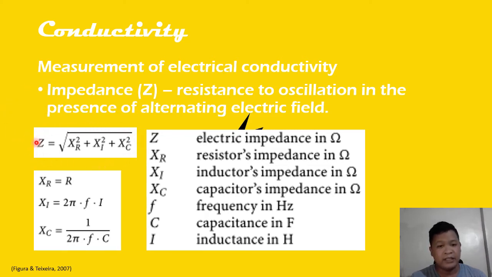This impedance is based on three major factors: the impedance of the resistor, inductor, and capacitor of your system, and each of these are interdependent on other factors. Okay, so resistance, the frequency of the oscillation, the capacitance, and the inductance.